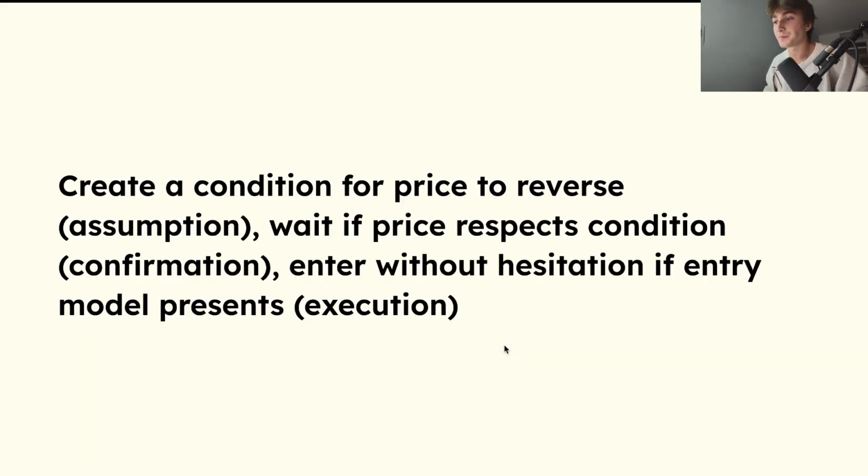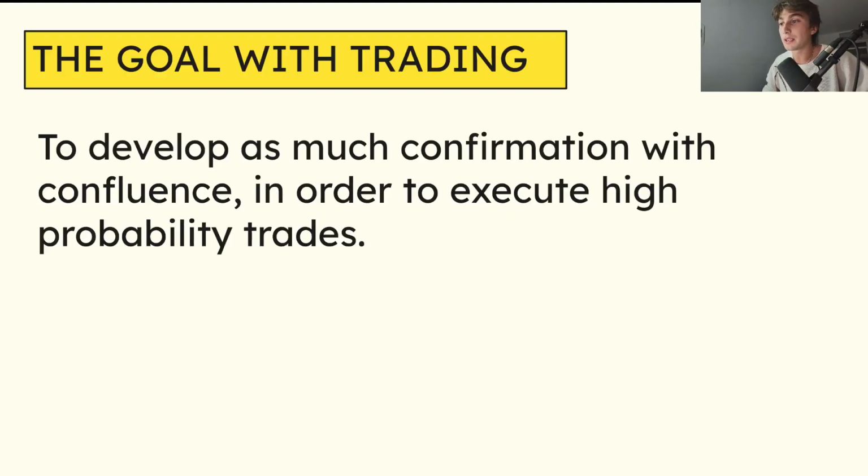I got more for you, don't worry. So the whole point of trading is to create a condition for price to reverse. That is your assumption. You wait if price respects condition. That's your confirmation. And then you enter without hesitation if entry model presents. That's your execution. And the goal with trading is to develop as much confirmation with confluence in order to execute high probability trades, right? Because we're trading probability. This is a game of probability. And we just want to stack as much probability in our favor as possible.